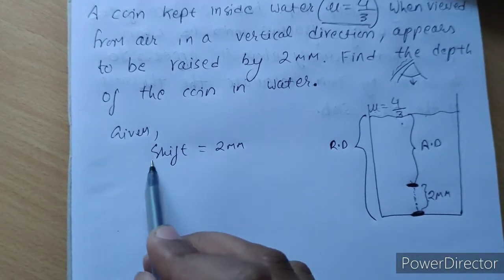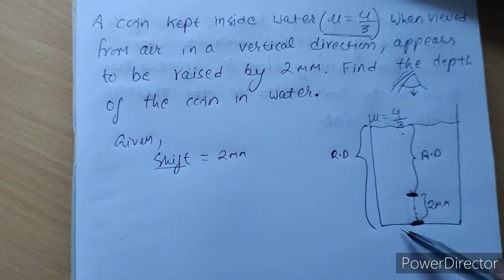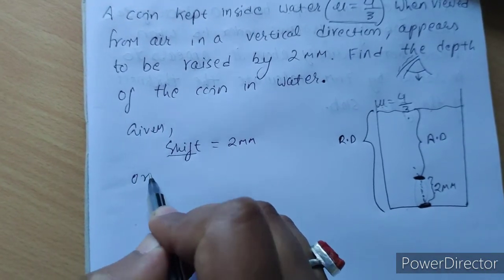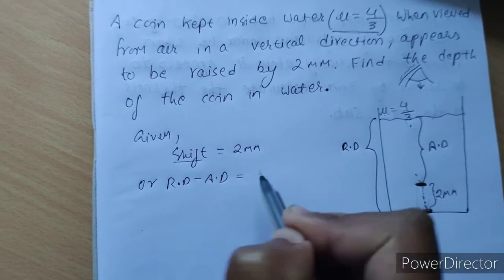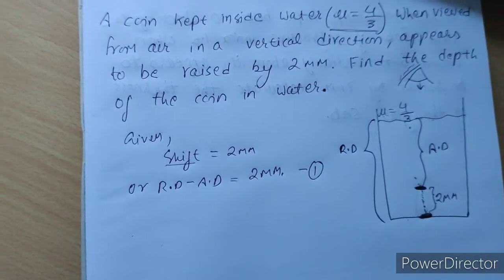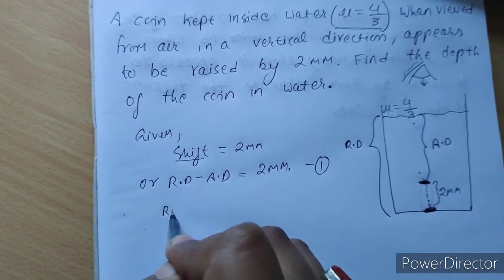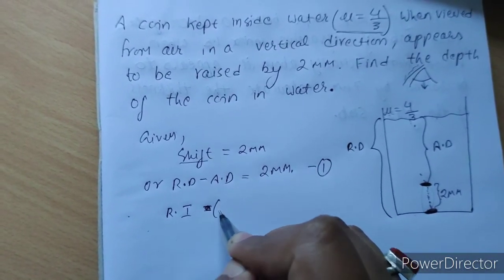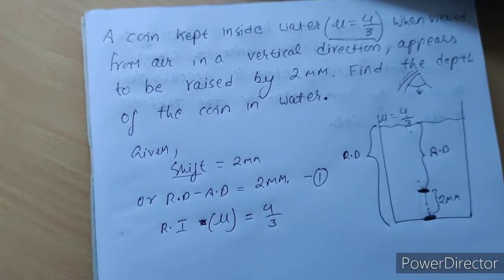And we all know shift means real depth minus apparent depth. Now I'll write down: real depth minus apparent depth equals 2 mm. I'll write it as equation number 1. Again, one more thing is given: the refractive index of water, which is 4/3.